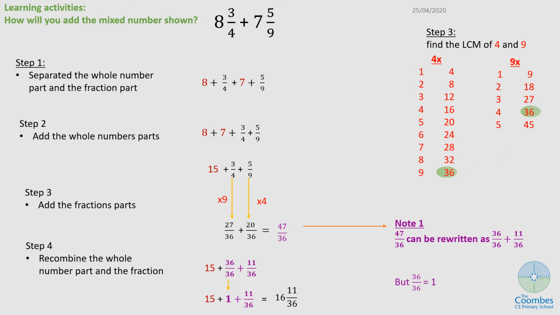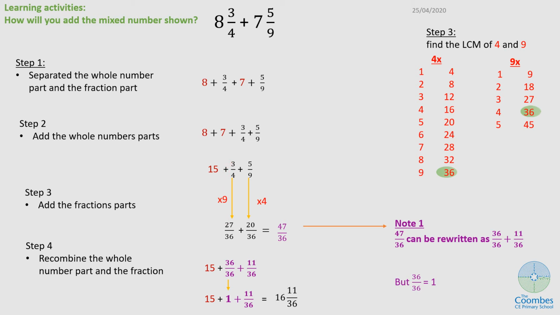So I'm going to rewrite this fraction part with a common denominator of 36 here. And I'll then ask myself, what will I times 4 by to get 36? Now I know 4 times 9 was 36. So I'll also have to multiply the 3 by 9. So 3 times 9 will get 27.